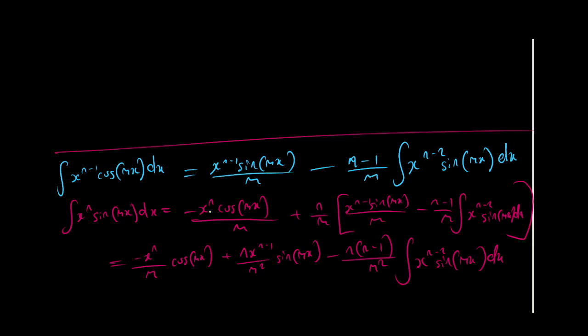Now what we have here is that the integral of x^n sin(mx) dx is equal to the whole of this. Now suppose we have to integrate, let's say, x^3 sin(7x) per se. Suppose this is what we'll have.